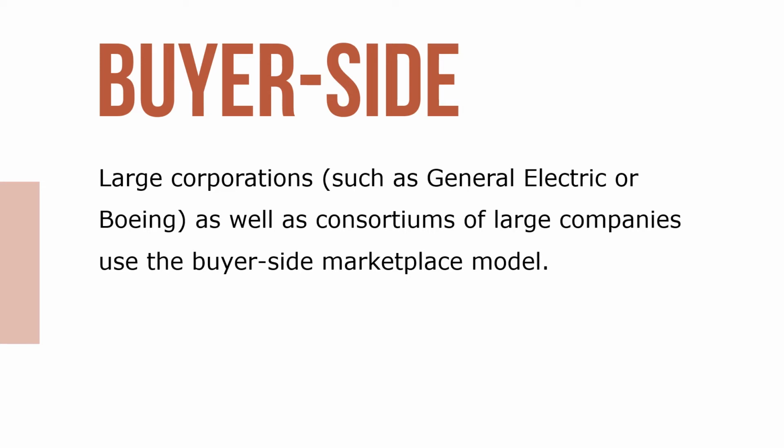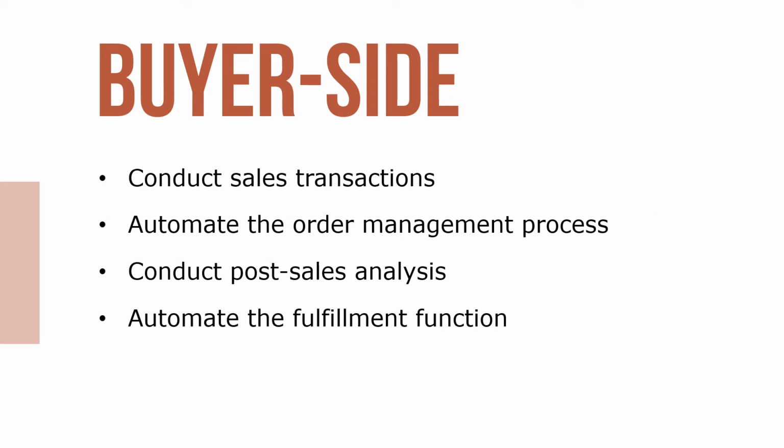Here's how it works. A buyer or group of buyers opens an electronic marketplace and invites sellers to bid on announced products or make a request for a quotation, an RFQ. By participating in buyer-side marketplaces, sellers can do the following. They can conduct sales transactions, automate an order management process, conduct post-sales analysis, automate the fulfillment function, and reduce order placement and delivery time.